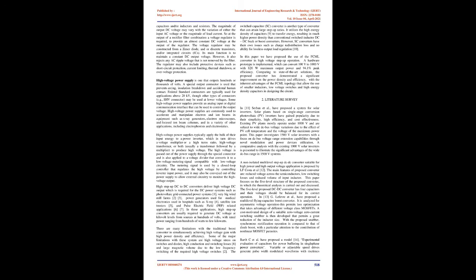However, it also rejects any AC ripple voltage that is not removed by the filter. The regulator may also include protective devices such as short circuit protection, current limiting, thermal shutdown, or overvoltage protection. A high voltage power supply is one that outputs hundreds or thousands of volts. A special output connector is used that prevents arcing, insulation breakdown and accidental human contact.